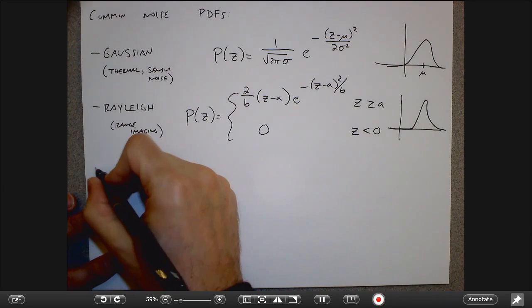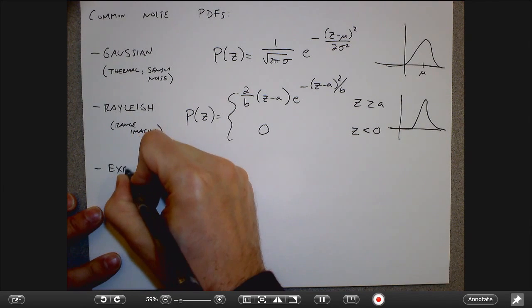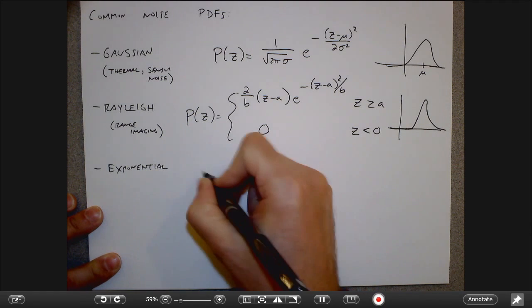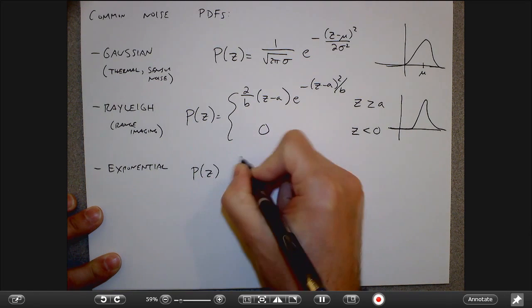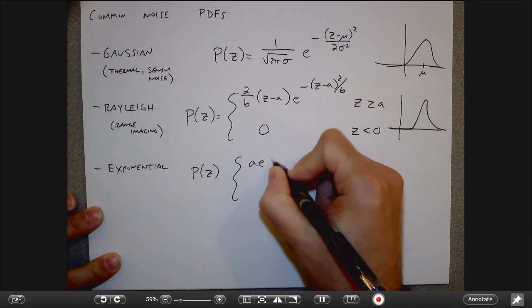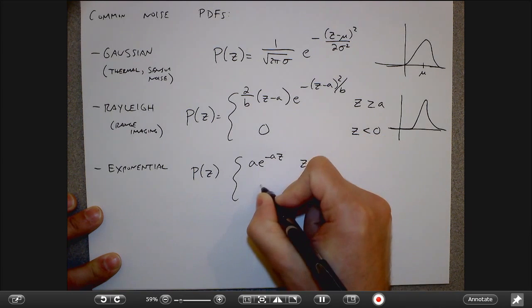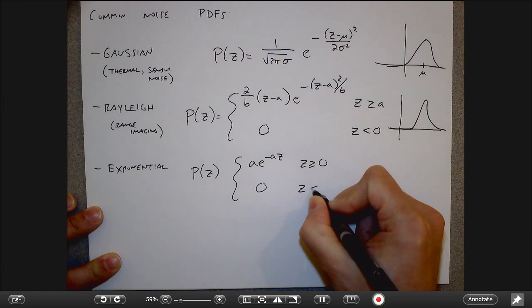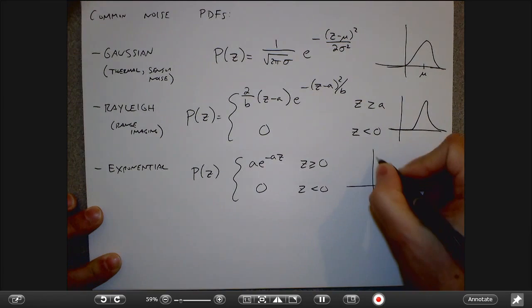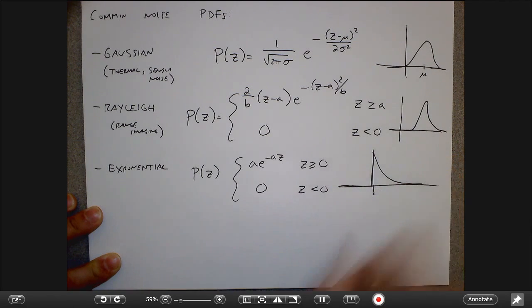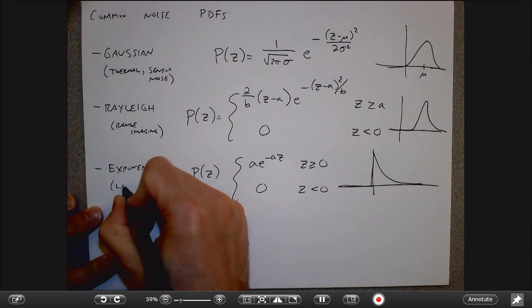You may see some sort of exponential noise. You may remember this from when we talked about it in probability. This is saying that the noise is more probable at low values of z, but there's no probability of getting positive noise. This sometimes comes up in things like laser imaging.